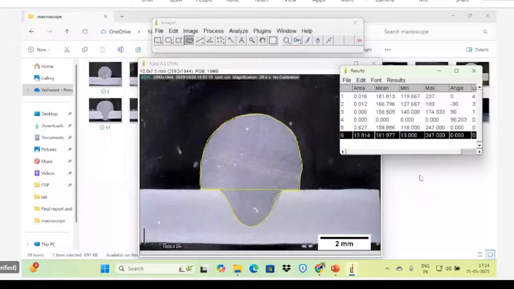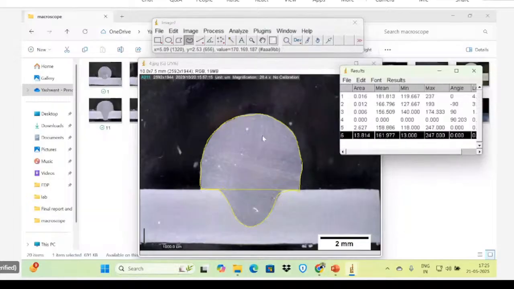So now you can calculate this thing. Suppose 2.627 divided by 13.814, if you calculate, into 100, that is coming out to be 19.01%. So 19% dilution has been made with this filler wire at this process parameter. So this is a single process parameter which is giving almost 19% dilution.